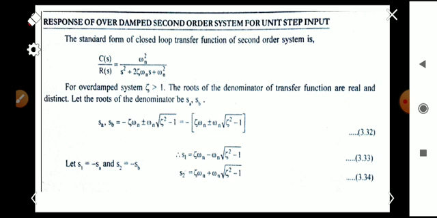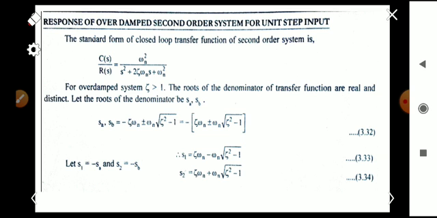If we take the minus sign outside, we can also write it as zeta omega n plus or minus omega n root of zeta square minus 1. Here we introduce new terms s1 and s2, such that s1 represents zeta omega n minus omega n root of zeta square minus 1, and s2 means zeta omega n plus omega n root of zeta square minus 1. So s1 is equal to minus sa and s2 is equal to minus sb.